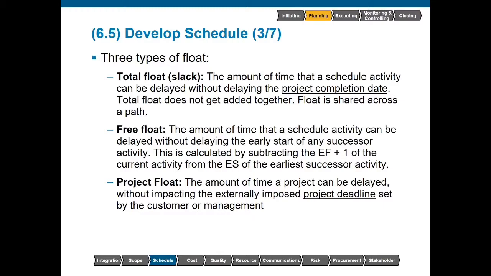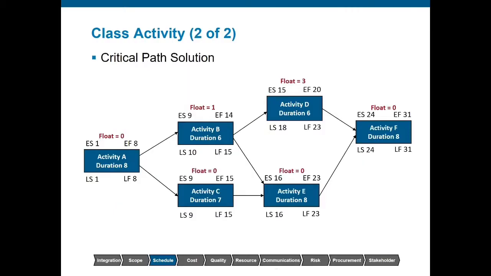I'm going to step back just one slide here real fast and give you an example of free float. So what we see with activity D, we have an early finish of 20 and a late finish of 23. If we use those 3 days of float, it does not delay the early start of the successor activity, activity F. So whether or not we use those 3 days of float, we're still able to meet the early start of the successor activity. But if we look at activity B, we have 1 day of float.